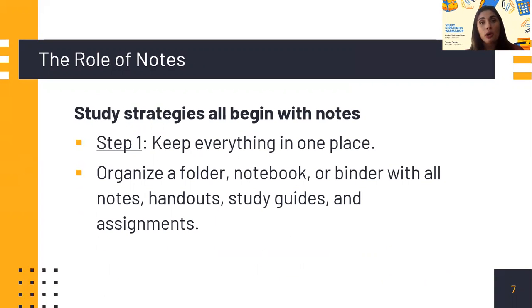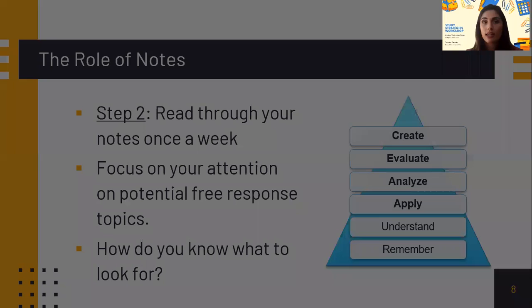So let's talk about the role of notes. Any study strategy, regardless of what kind of test this is, is going to begin with your notes. Step 1 is to keep everything in one place. You want to organize a folder, a notebook, a binder, something that is going to keep all of those notes in one place. Those notes, any handouts that you've been given in class, any study guides, any assignments that you've been given back, and even better, any paper tests that you've had in this class that have been graded and turned back to you, keep all of those in one spot. You want this to be organized as you're heading into finals week.